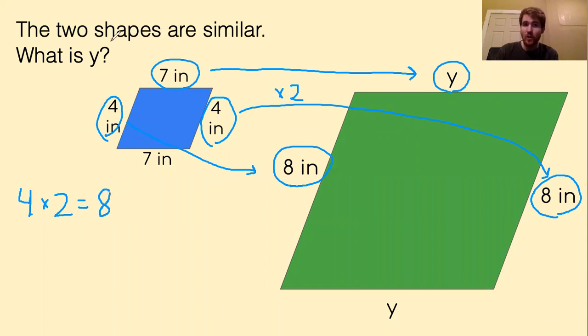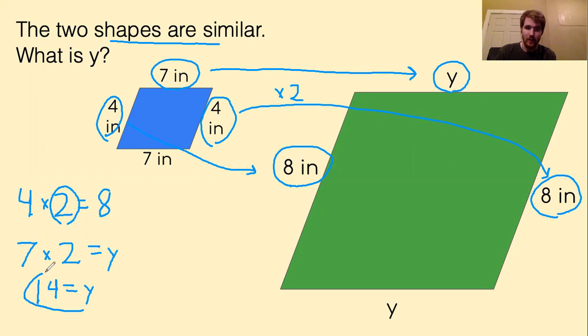Now, since we know the two shapes are similar, we know it's going to be the exact same scale factor for all of the other ones. So all we need to do to figure out what y is, do 7 times 2. We know that has to equal y. And that is just because this 2 is the scale factor. It's going to be the same. So what is 7 times 2? That's 14. 14 equals y. And that's all there is to it.